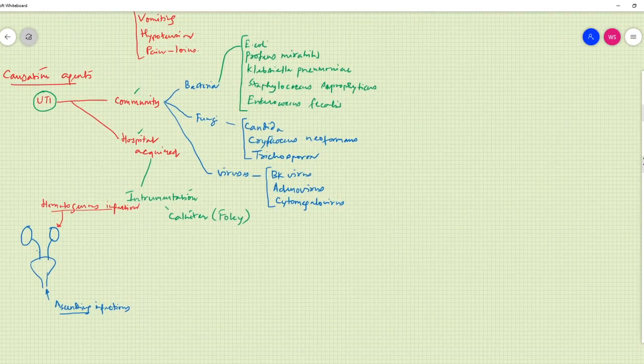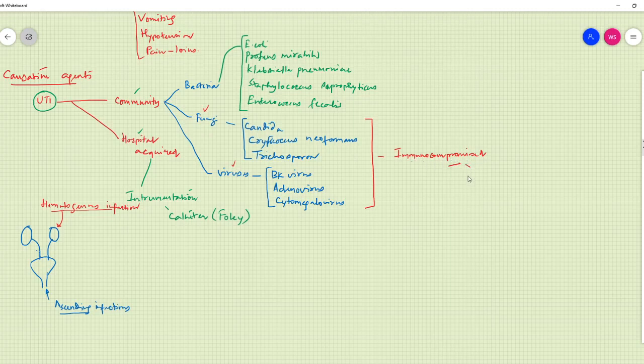fungal and viral infections are seen when the host is immunocompromised. Okay, so if the host is immunocompromised, then the chances of fungal infections and viral infections is very high. So when does the host become immunocompromised?